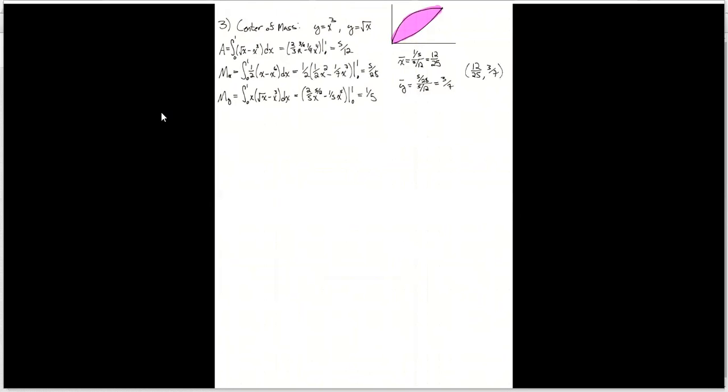Right. And again, we were able to take away this density parameter, this rho, because we have a constant density. Otherwise, you would have to find the mass instead of A. And then when you were doing these Mx and My, there would also be a density term inside of those, making the problem a little bit harder.